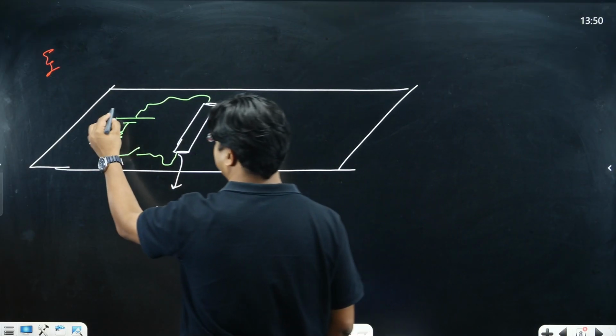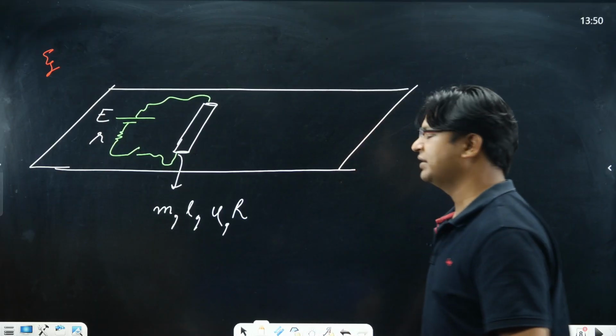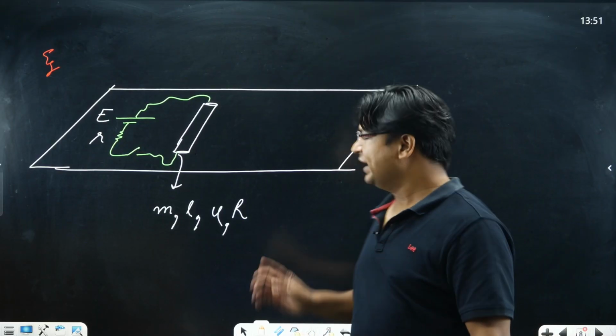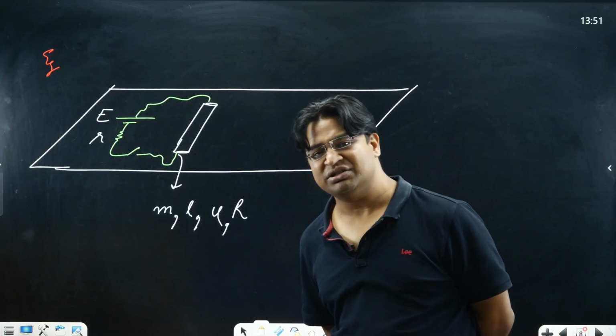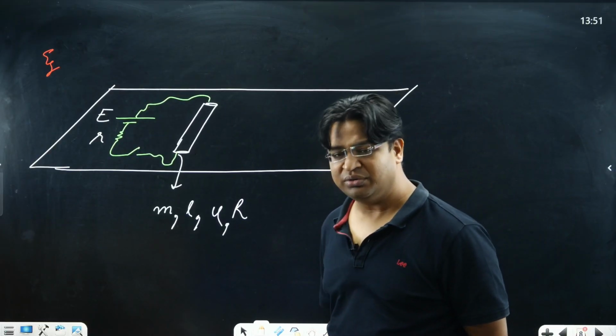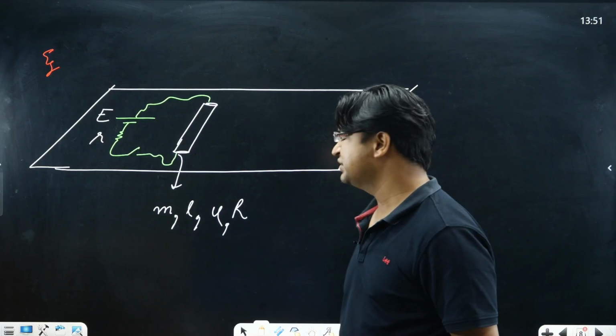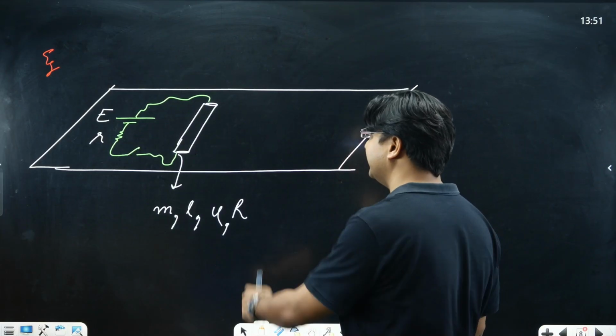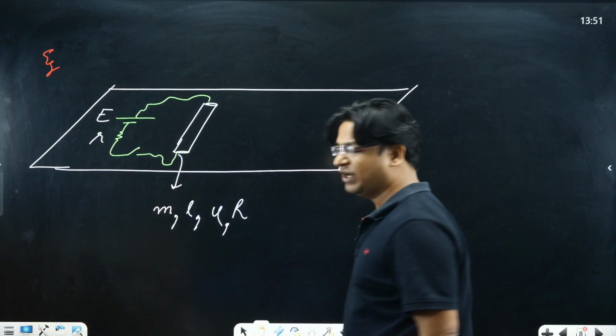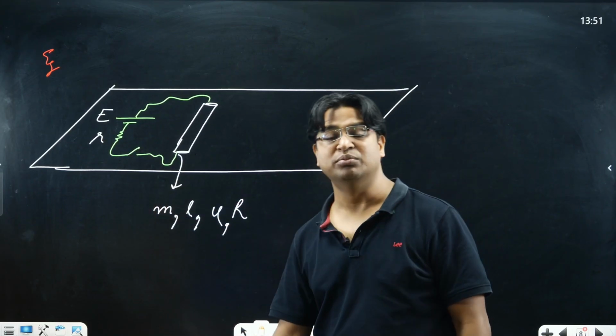The EMF of the battery is E. Now what do we intend to do? I intend to displace this rod. My intention is that this rod should move, in whichever direction. And when should it move? When I close the switch. So when I close the switch, I want to see this rod moving.